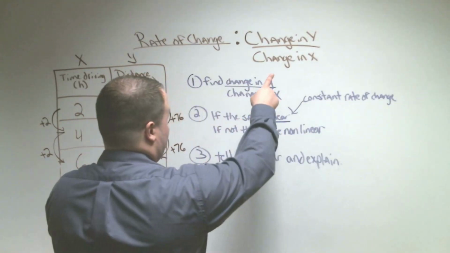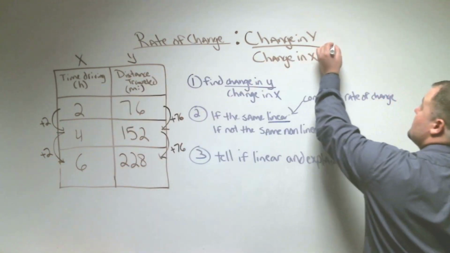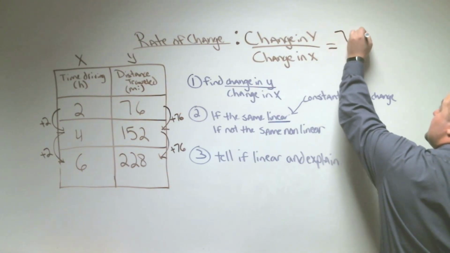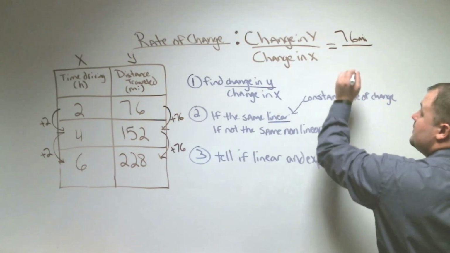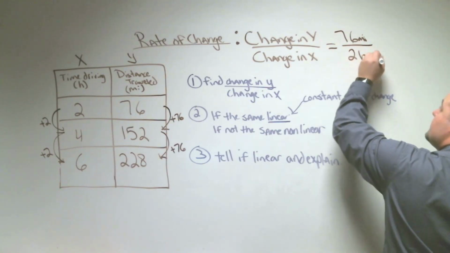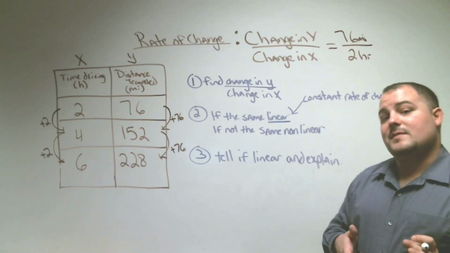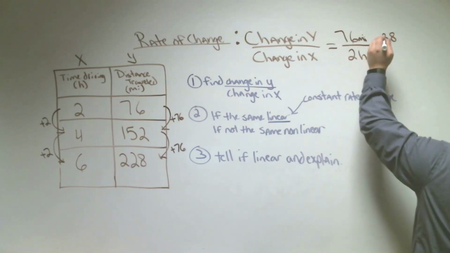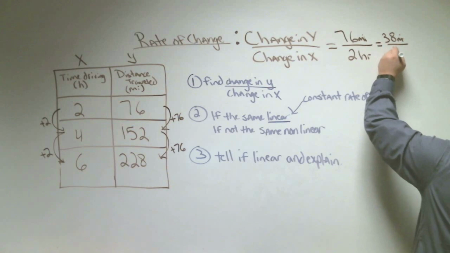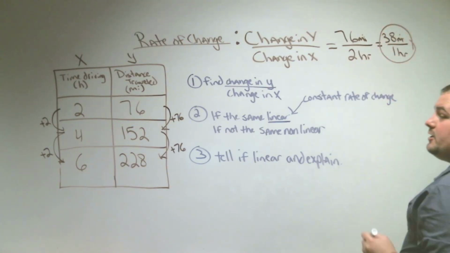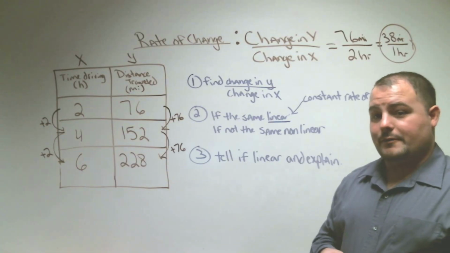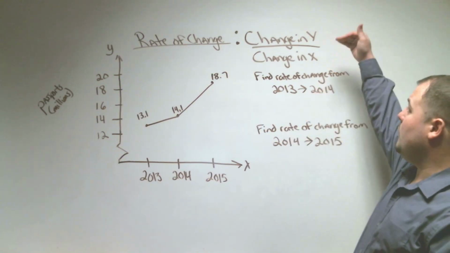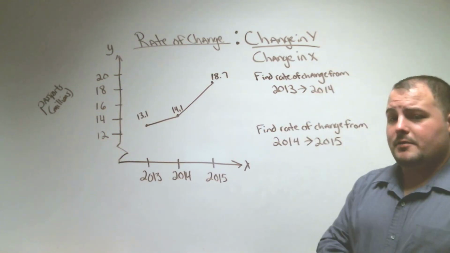So my rate of change, in this case, is going to be the change in y over the change in x. So my rate of change in this case is 76 miles, because that's what the y is labeled, over 2 hours. So that means that this person is going 76 miles in 2 hours. And if I simplify that, I'm going to get 38 miles in 1 hour. So my rate of change in this problem is 38 miles to 1 hour. Alright, so we learned how to find rate of change in a table. All we do is find the change in y, the change in x, and then we make it change in y over change in x, and then we label, and that's our answer.